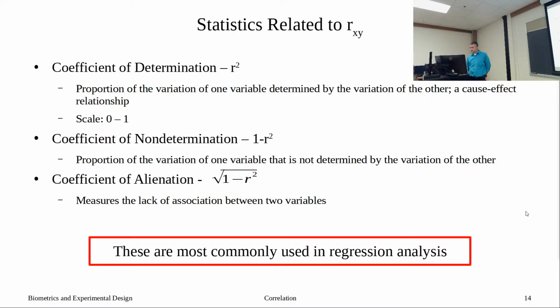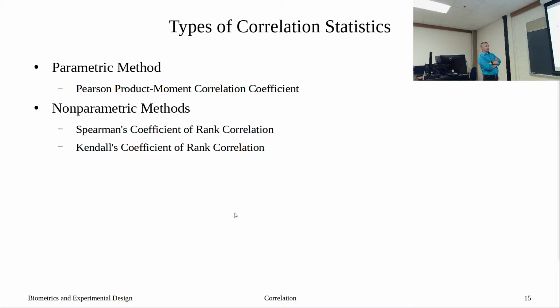So let's talk about the types of correlation statistics that we can calculate and how we can test if we have significant correlations. There's going to be three. First one is Pearson's product moment correlation coefficient. This is a parametric method, requires normally distributed variables. If we don't have normally distributed variables, then we should probably use a non-parametric method. The two that we can choose from are Spearman's coefficient of rank correlation and Kendall's coefficient of rank correlation. So Spearman's or Kendall's. What we're going to do is introduce Pearson's first.